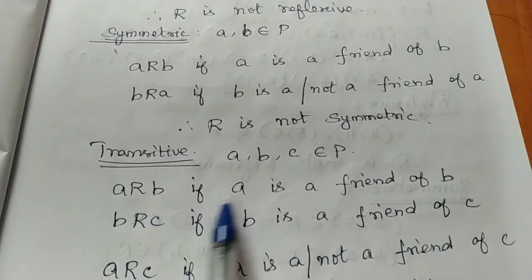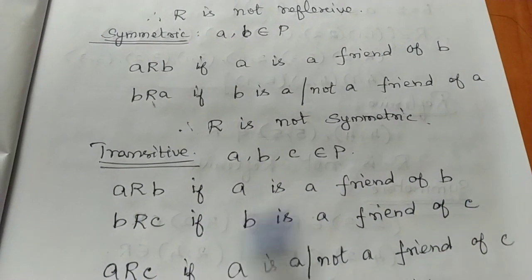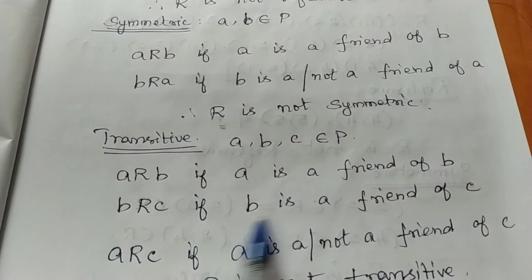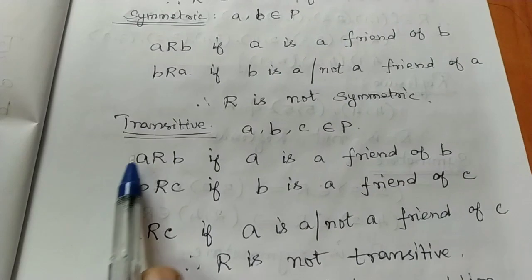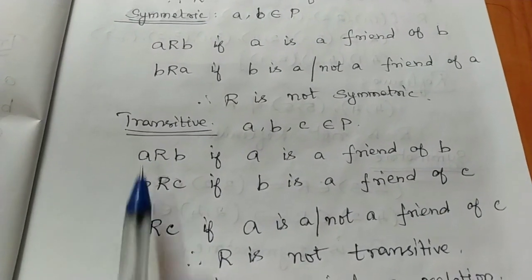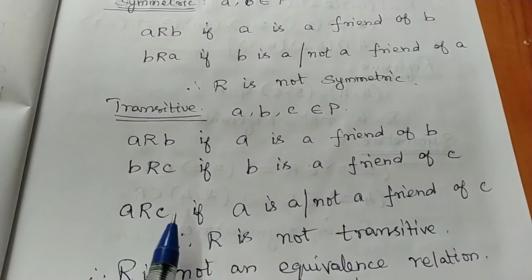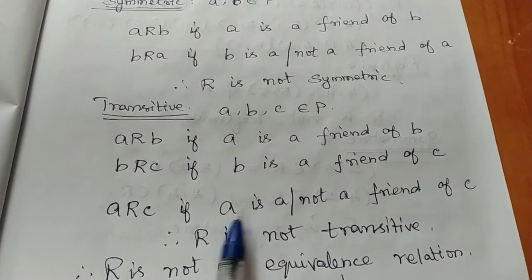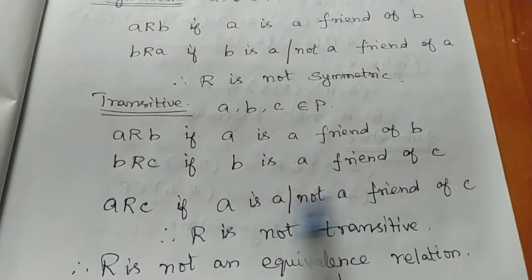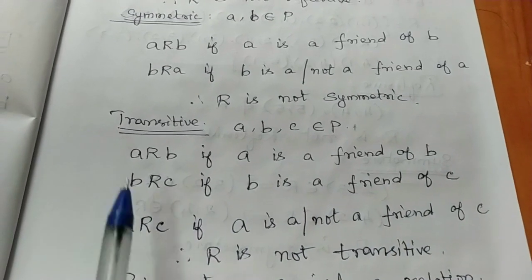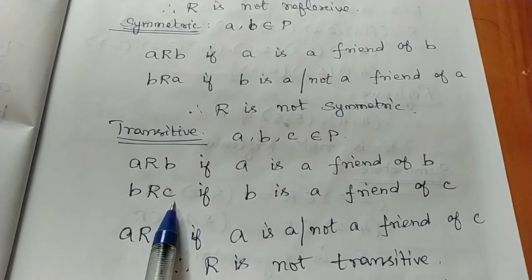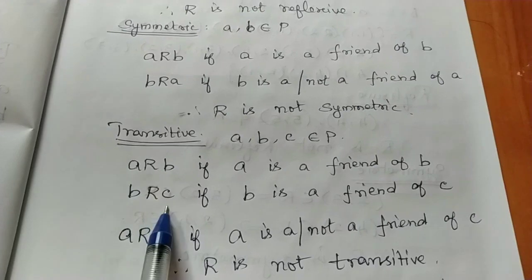A is related to B if A is a friend of B. B is related to C if B is a friend of C. Two statements, so is A related to C? Similarly, in the symmetric method, A is a friend of C or A is not a friend of C. A may be a friend of C, or A may not be a friend of C.